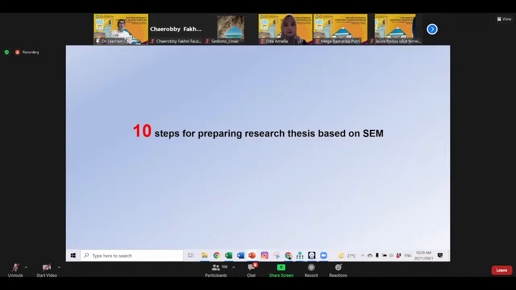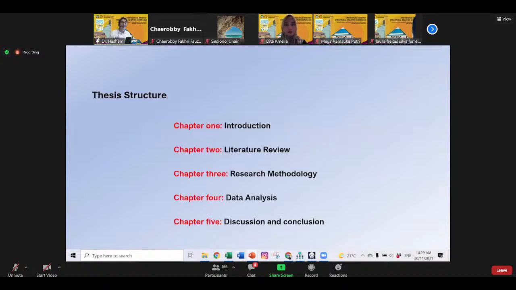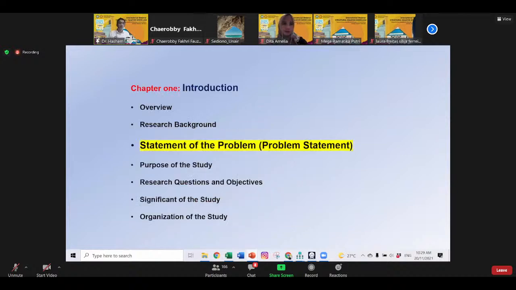So this is my experience, 10 steps for preparing a research thesis based on the SEM. This is the thesis structure. Every one of us knows we have 5 chapters: introduction, literature review, research methodology, data analysis, discussion, and conclusion, right?